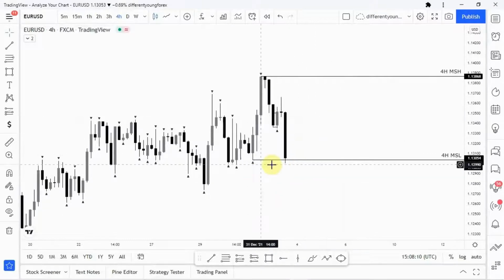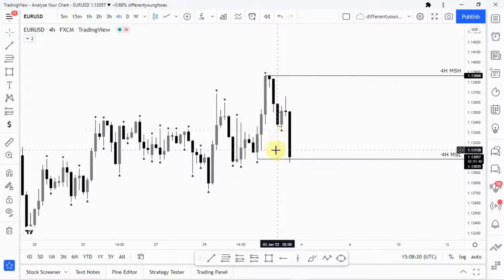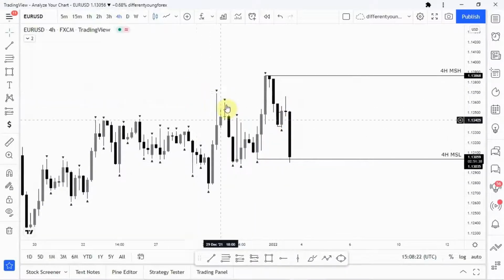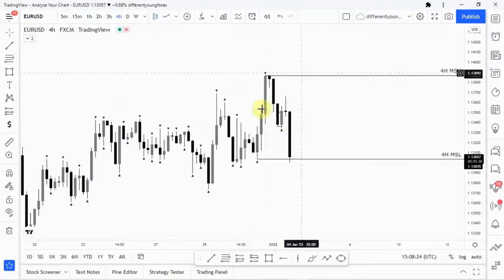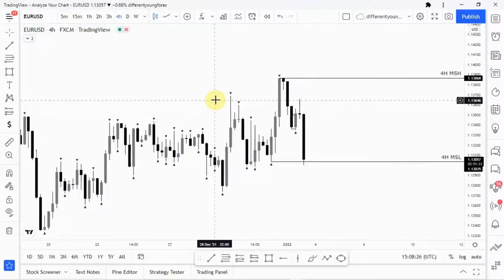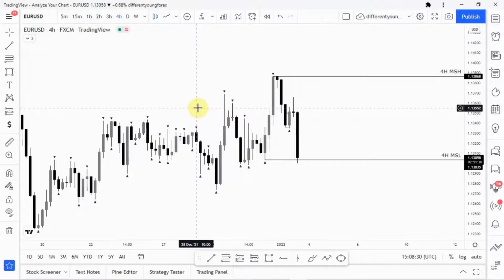And this actually means that 4H liquidity is being taken, but if it closes below, it means that structure has been broken. So I made a video yesterday about the weekly forecast, and you can watch that. I discussed EurUsd, GbpUsd and USD CHF, different scenarios, so you can watch that video.